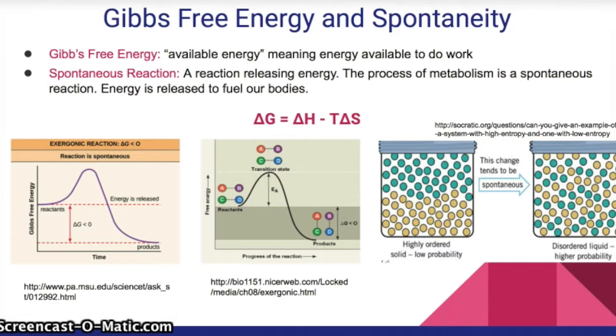Alright, now on to Gibbs free energy. All it means is the available energy to do work. When we have something called spontaneous or exothermic reactions, it's a reaction releasing energy. The process of metabolism is a spontaneous reaction because energy is released to fuel our bodies.